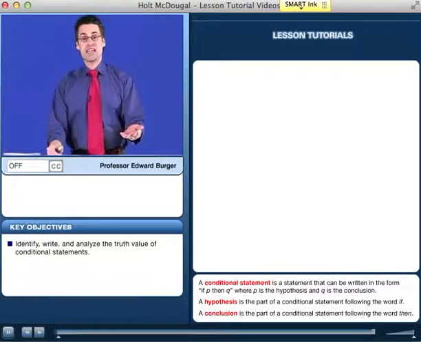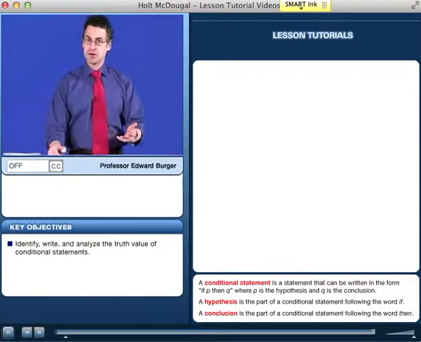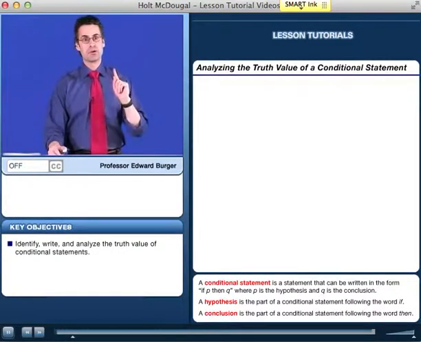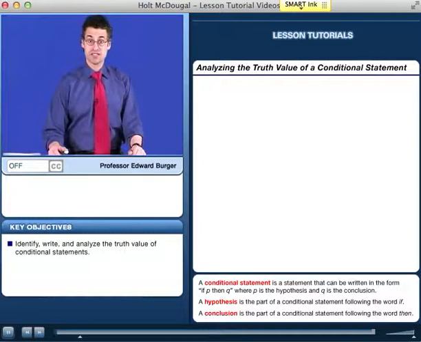I'm going to give us a whole bunch of statements to think about, and then for each statement, I want us to determine whether we think the statement is true, and if it's true, great. But if the statement is false, let's actually provide a counterexample. Let's take a look at some conditional statements.